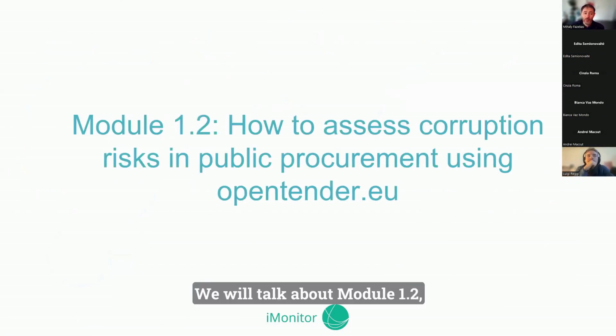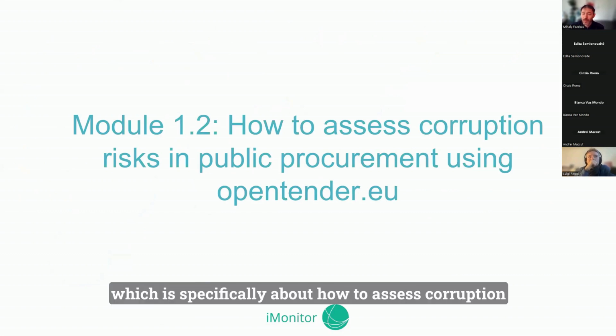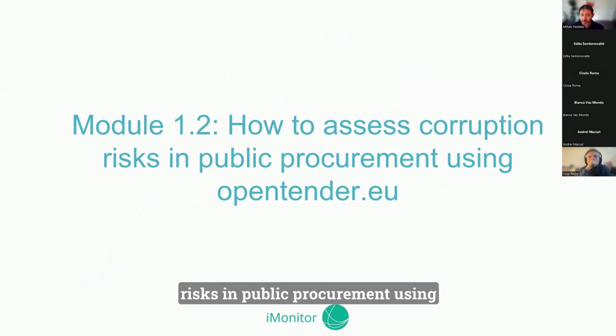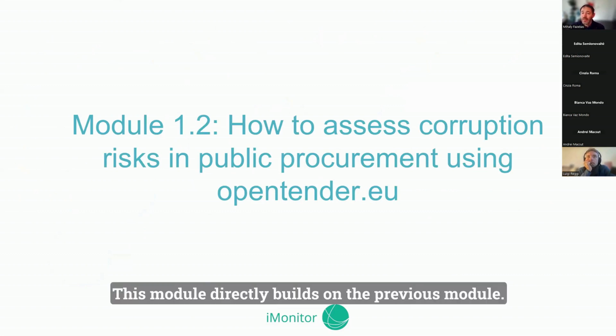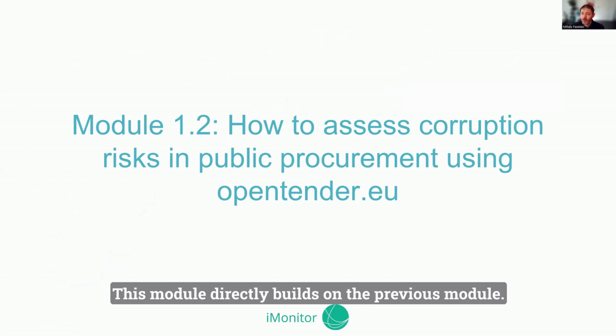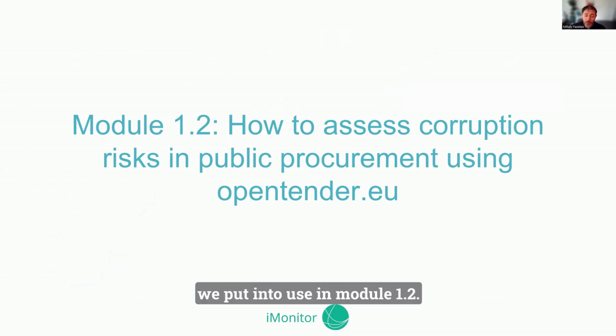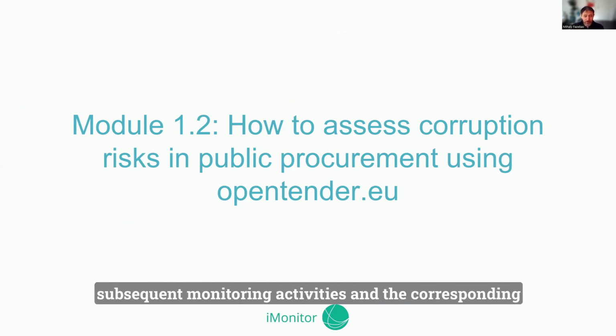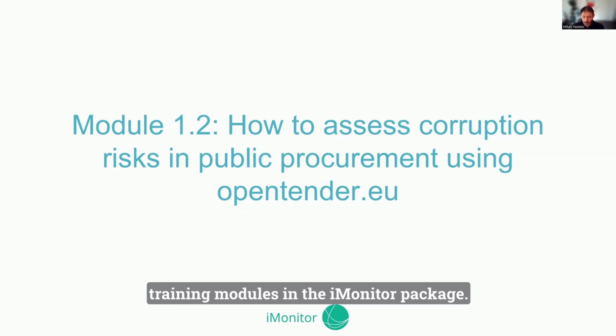We will talk about Module 1.2, which is specifically about how to assess corruption risks in public procurement using the opentender.eu platform. This module directly builds on the previous module. Basically, what we learned conceptually in Module 1.1, we put into use in Module 1.2, and then both of these modules will feed into subsequent monitoring activities and the corresponding training modules in the iMonitor package.